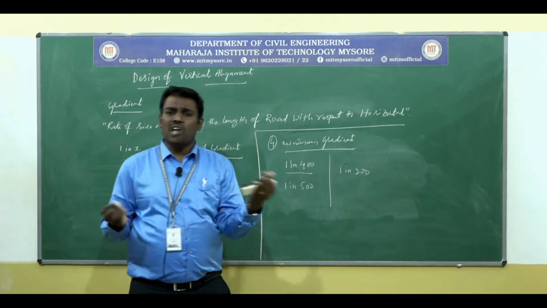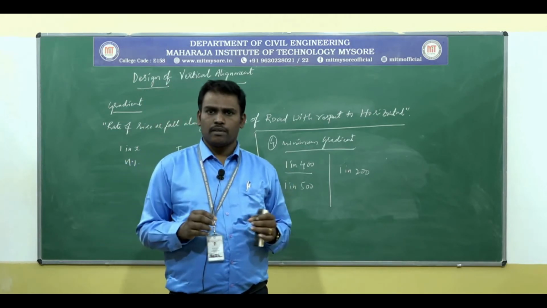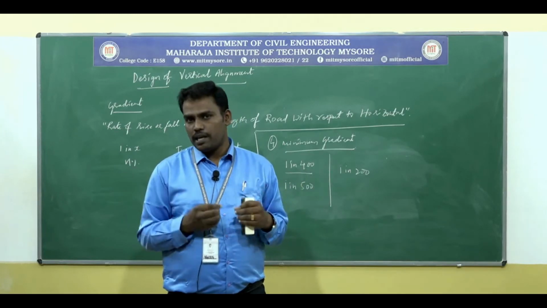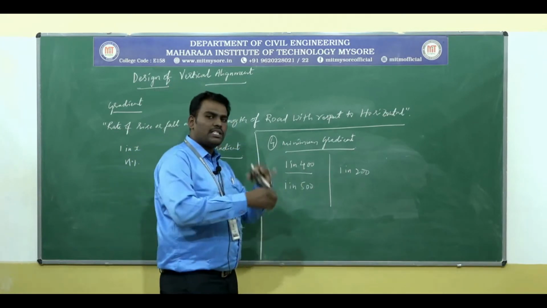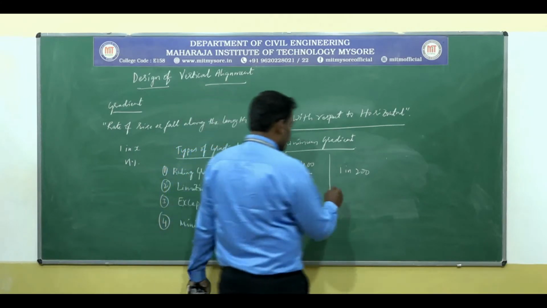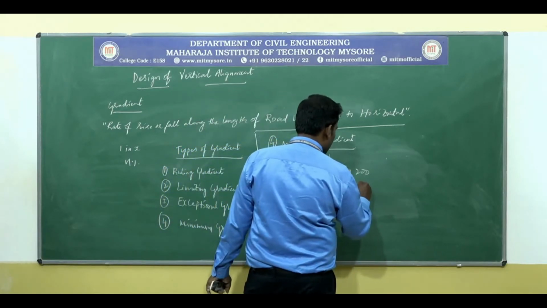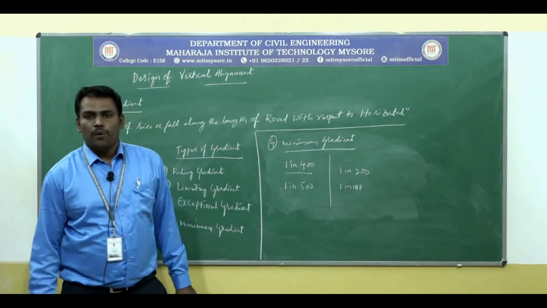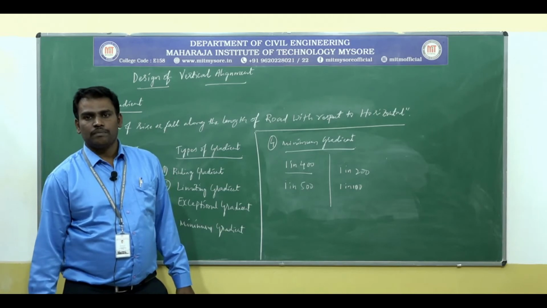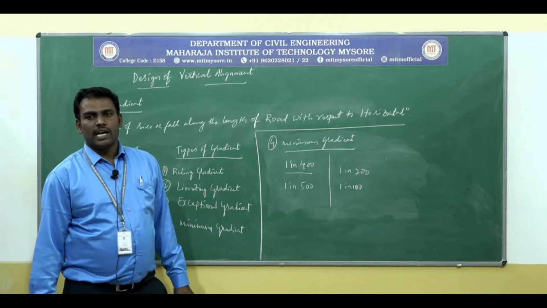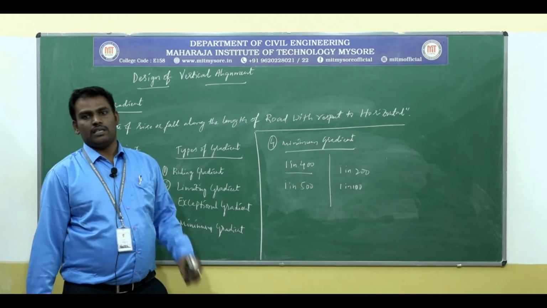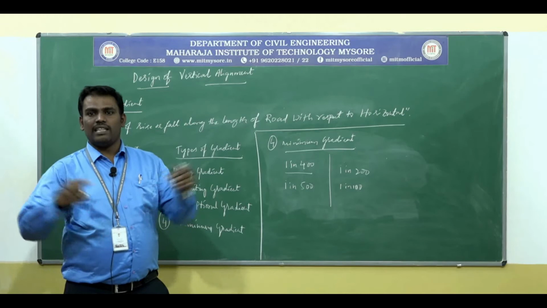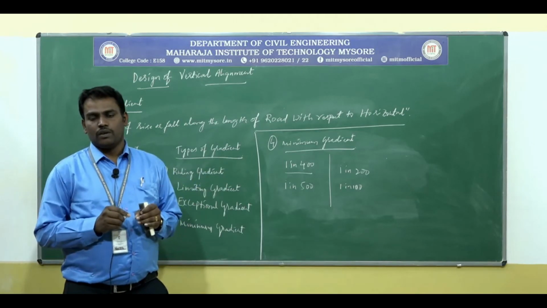When we have soil drains on either side of the road, that is called kacha drains. In that case, we are going to provide still steeper gradients, that is 1 in 100, meaning 1 meter vertical for 100 meter horizontal distance.